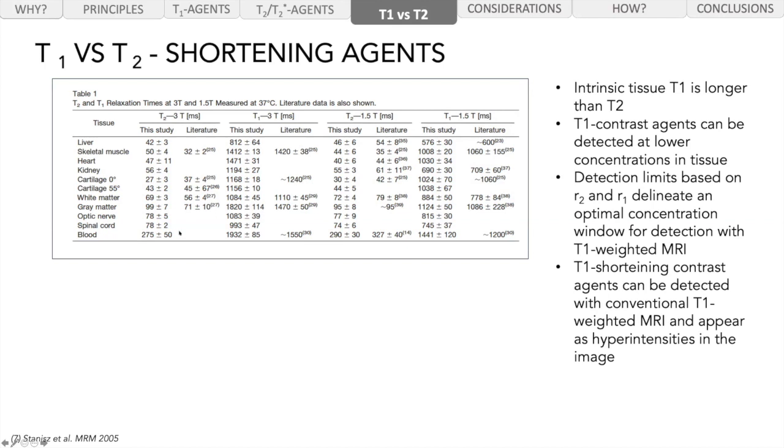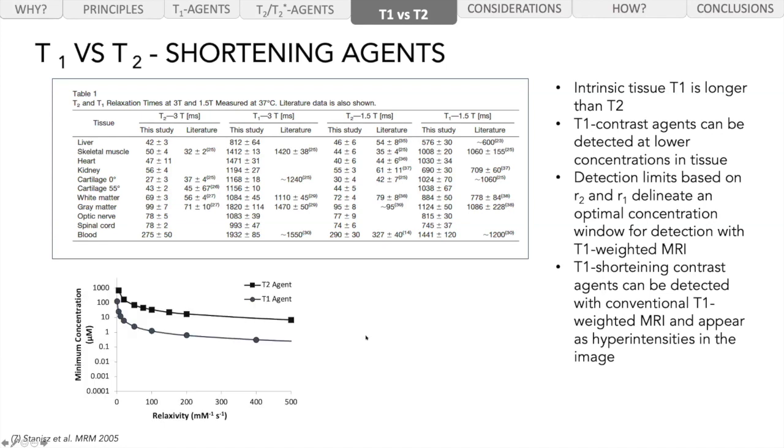T1 versus T2 shortening agents in this case. Now we need to think about which one would be better than the other. And what we see is that all across the board in this table, so at different fields, one can see that T1 is really much longer than T2 all across the board. So if we simulate that, we know that for the same relaxivity, T1 agents can detect much lower concentrations, meaning that T1 agents really are a little bit more sensitive than T2 agents when it comes to detection.